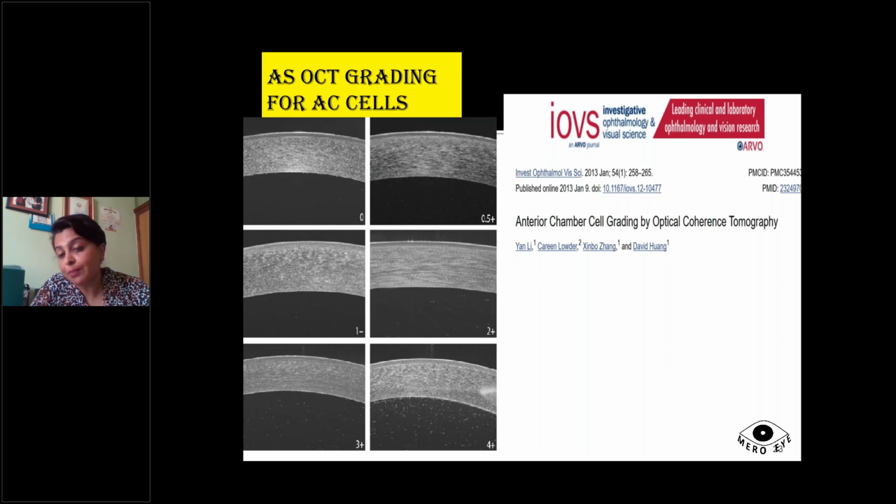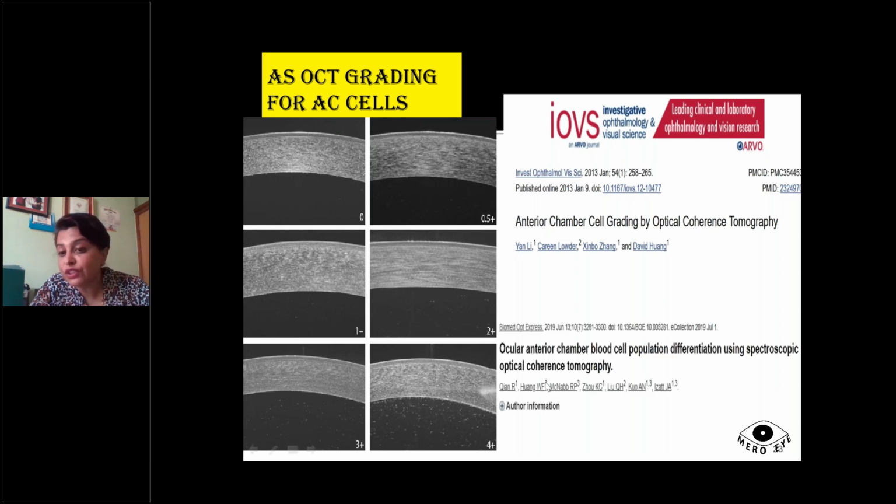Already in 2013, a paper was published saying that the anterior segment OCT can be used for the gradation of cells from 0 to +4. This is more accurate. In fact, they can quantify the number of cells using anterior segment OCT. Moreover, recently they have added, in vitro, that they can differentiate between the inflammatory cells and the blood cells using the spectroscopic anterior segment OCT. So these are the newer additions in the evaluation of the cells in the anterior chamber.